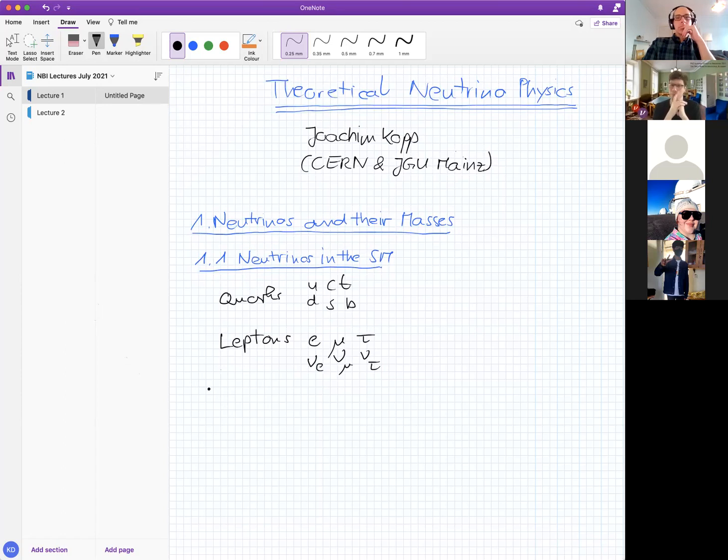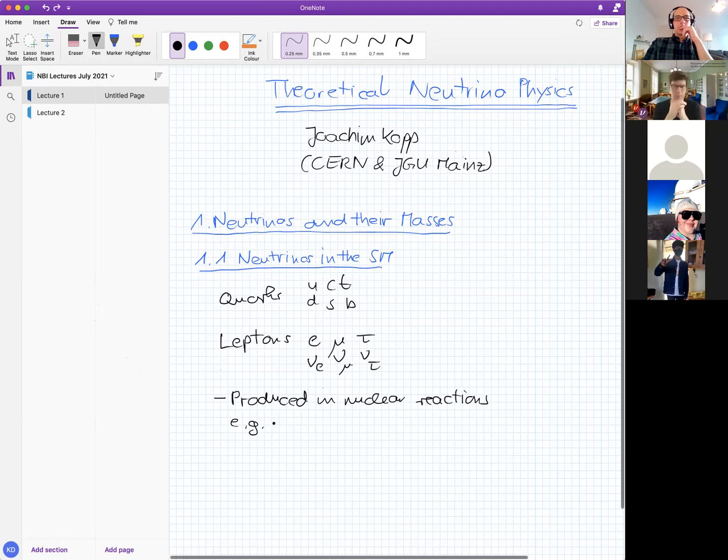You also know how neutrinos are produced. So typically they are produced in nuclear reactions. This can be nuclear beta decays, or these can be higher energy reactions like pion decays, for instance. So produced in nuclear reactions, such as, let's say, for instance, pi plus going to mu plus and a muon neutrino.